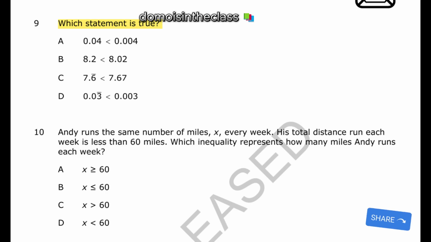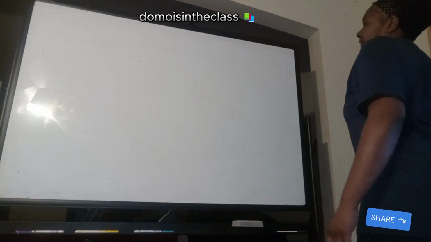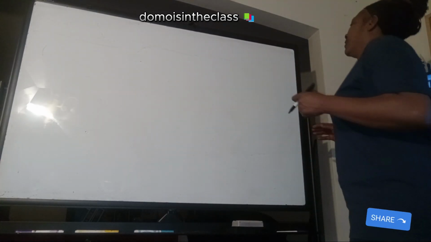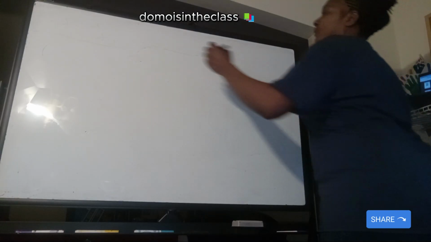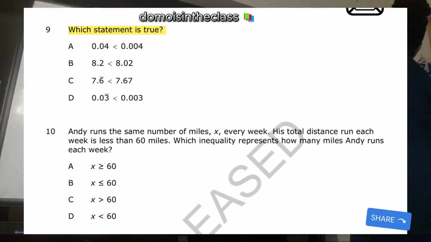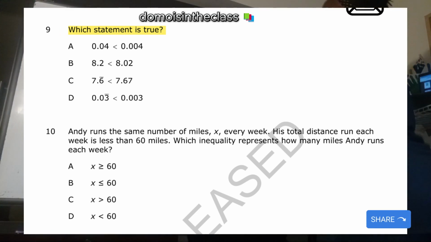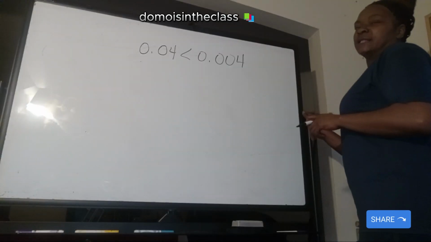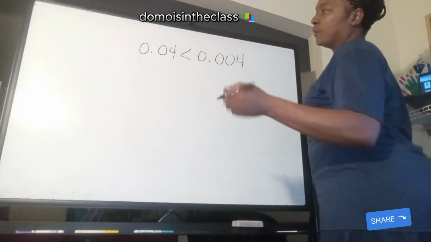Which statement is true? All right, so for these we're just going to compare numbers to see which one is correct. So our first one is 0.04, hundredths, and it says that it is less than 0.04, thousandths. Is that correct? And how do we see before you answer?